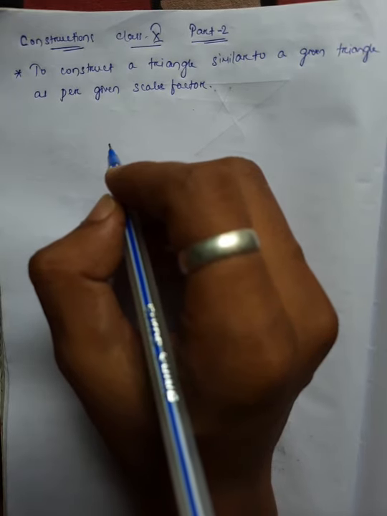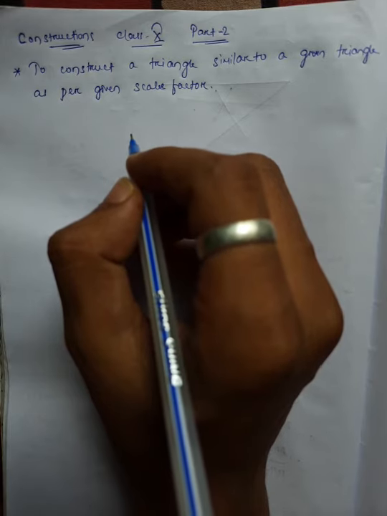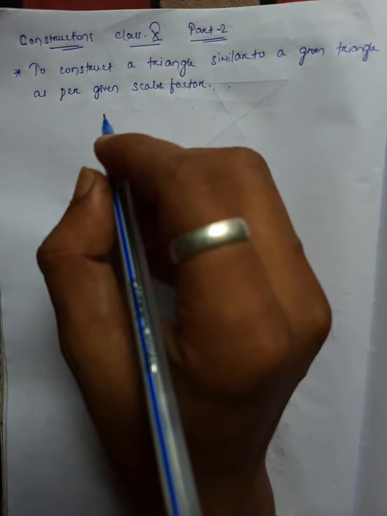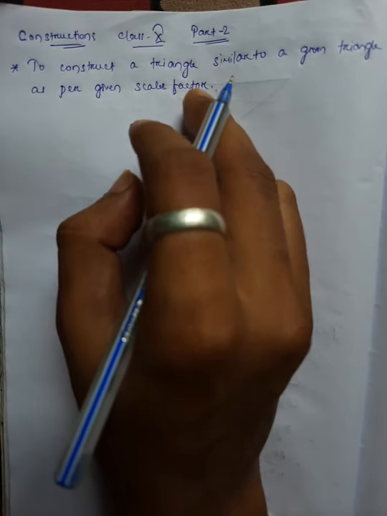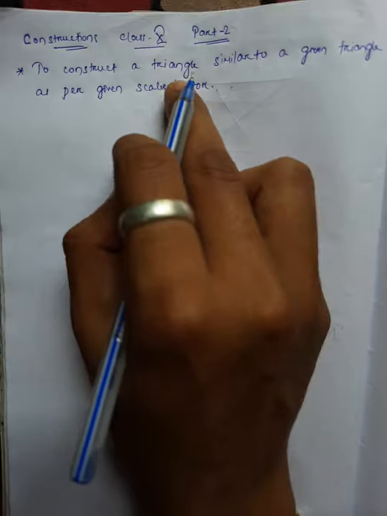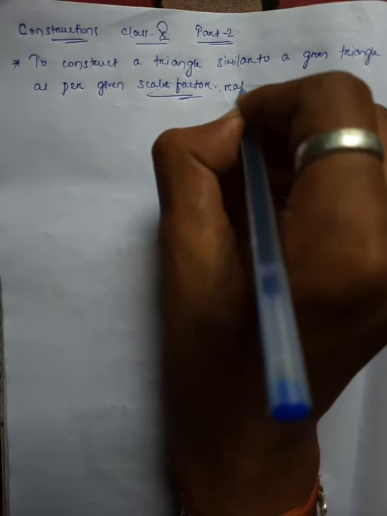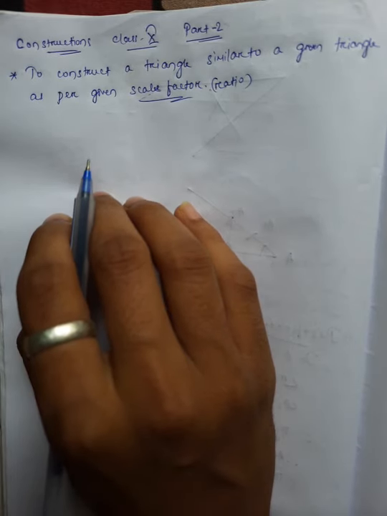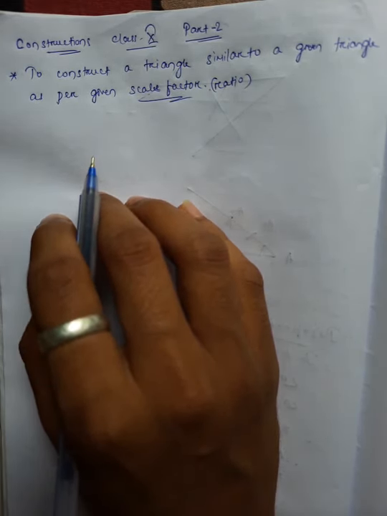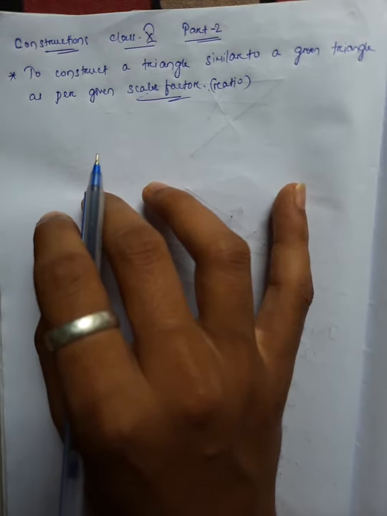So today we will discuss construction, Class 10 NCERT chapter number 11, second part, that is to construct a triangle similar to a given triangle as per given scale factor. Scale factor means some ratio. We can write it as a ratio, right? So now we have to draw the triangle and draw the similar triangle as per the given ratio.